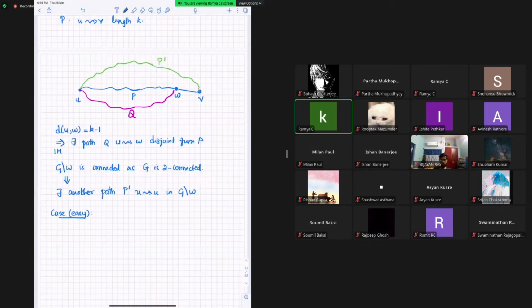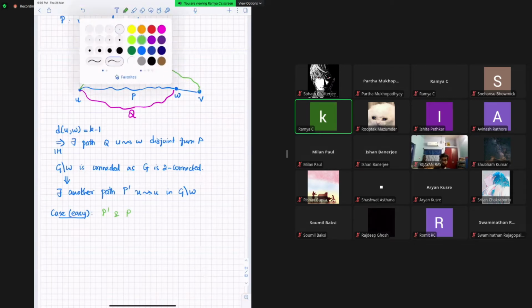Remember P prime can actually be any way. We don't have any handle on how P prime can be. But suppose P prime is this nice green path, then can someone give me two vertex disjoint paths from U to V in G? Just the green path and the blue path. So P prime and P are two vertex disjoint paths from U to V in the graph. Or you might as well choose this one, which is also fine. So this is the nice case when P prime is like this.